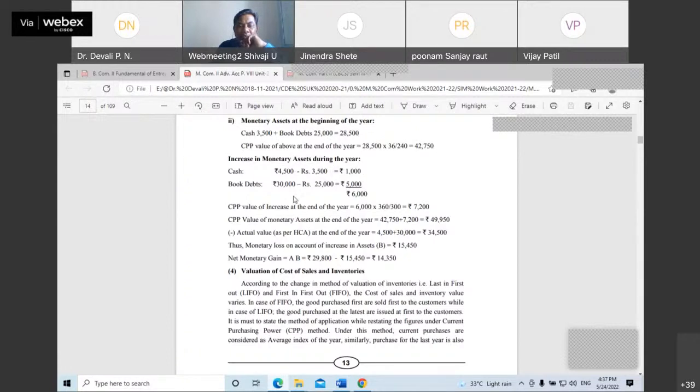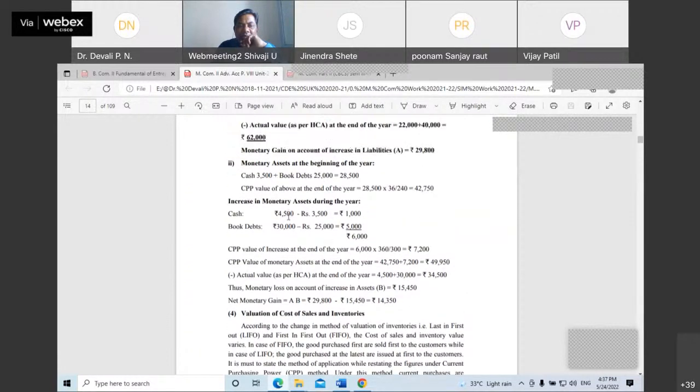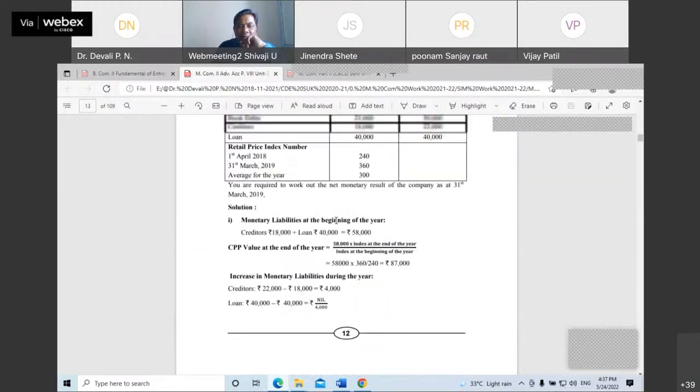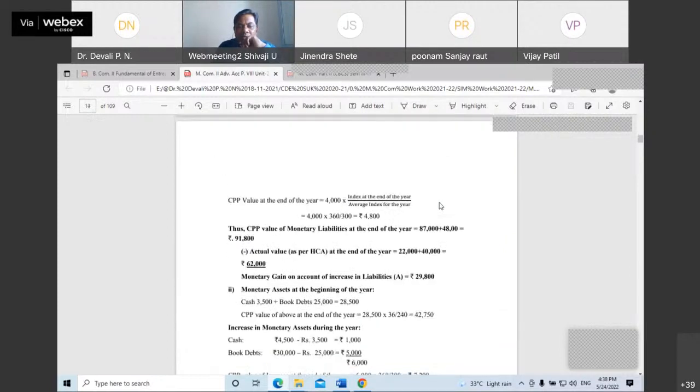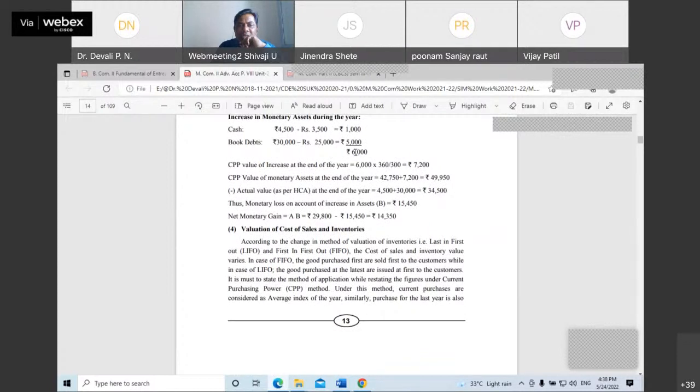Now see there, increase in monetary asset during the year. What's happened here? 4,500 minus 3,500, we are getting an increase of rupees 1,000. Similarly, 30,000 minus 25,000, we are getting an increase of 5,000. So there is 6,000 increase in monetary asset. Again, you consider the CPP value of the increase at the end: 6,000 into index ratio 360 upon average 300, and you get the amount 7,200.